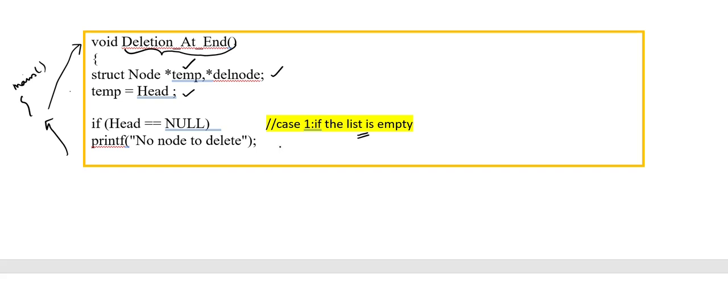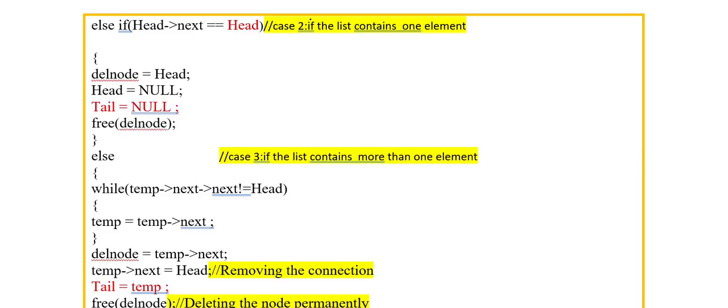The first case is if the list is empty. Condition is head equal to null. So nothing can be deleted, and that is what we print on the screen. The second case, if the list contains only one element, then what is the condition? Head of next equal to head. If it is, what do I have to do? Head is assigned to del node and both should be made null, because after deleting the single node, nothing will exist in the list. The list will become empty, and free del node. These two cases are similar to the previous video.